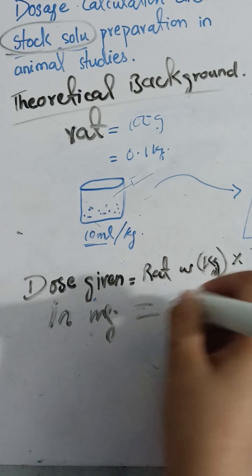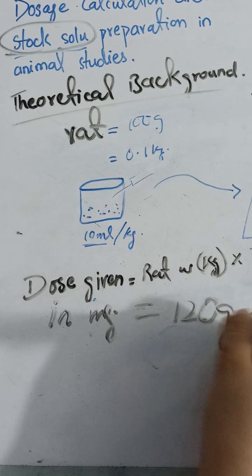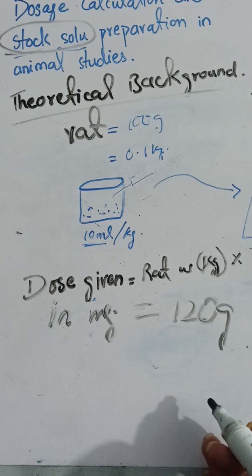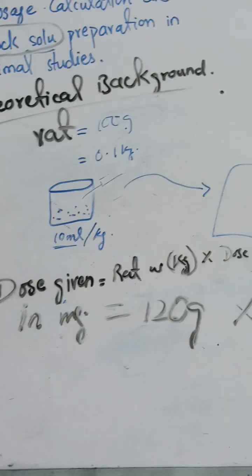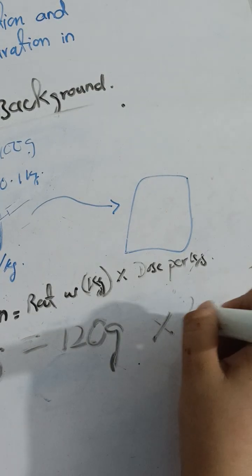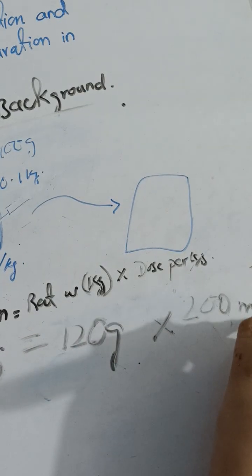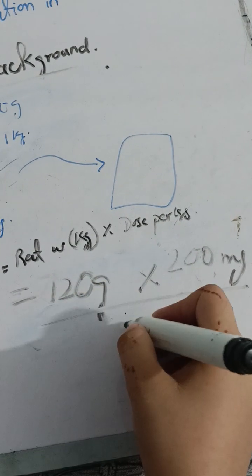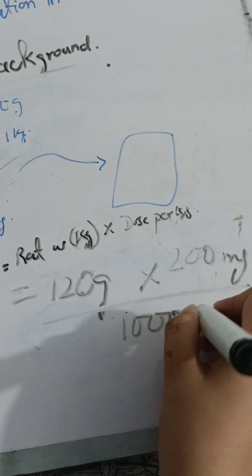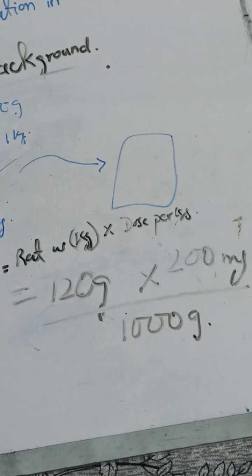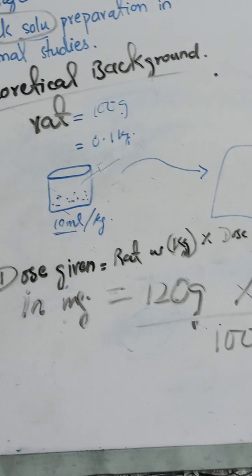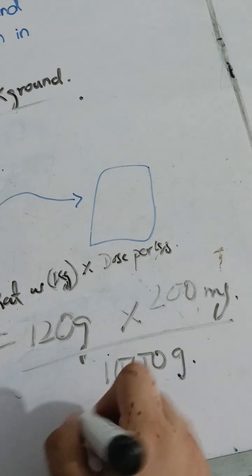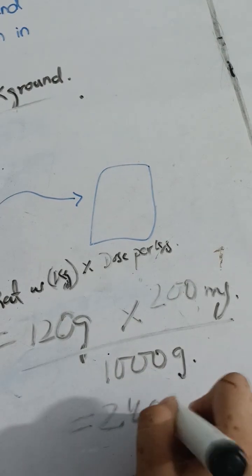The weight of the rat is now 120 gram. For the dose per mg, I just give you that the strength of our tablet comes out to be 200 mg, and then the change within the formula is that we will divide it by 100 gram. Okay, so this will be the formula if your dose is in mg. After multiplying all of this, you will get 24 mg.